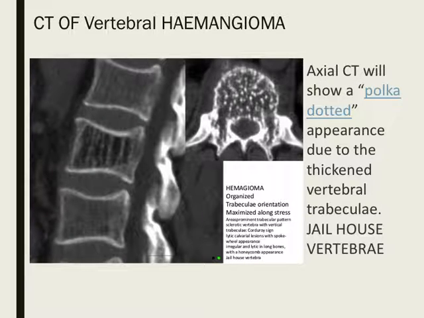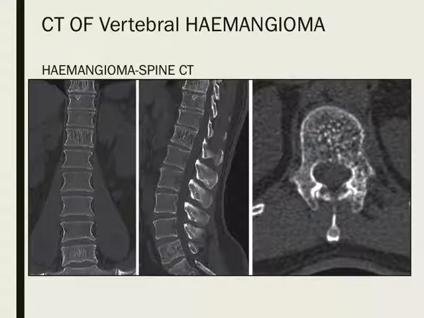So on CT, it easily becomes clearer. And with the ACL, you see what we call the polka dots. And then on the lateral, you see the jailhouse sign. So those are the jailhouse sign, showing multiple areas of hemangioma. And then when you do the ACL, you see the polka dots.